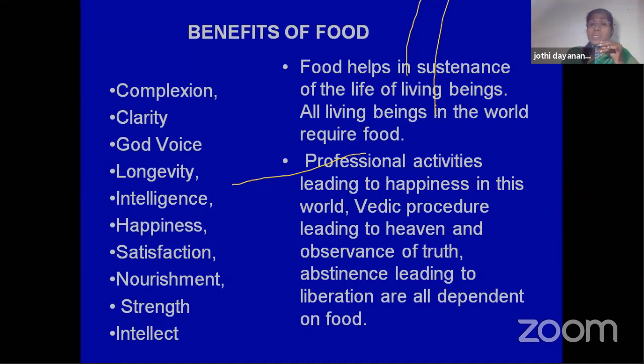So food helps in the sustenance of your life, the living being. So you have to live the life happily. It should be a happy life, not with stress or disease or sufferings. So all living beings in the world require food, basically, and professional activities leading to happiness in this world, the Vedic procedure leading to heaven, if you want to go to heaven, and observance of truth, abstinence leading to liberation all depend on food. So if you want to tell a lie, that means some food which has gone in can make you speak a lie. That is why in those days food was considered one of the most important things in their life.